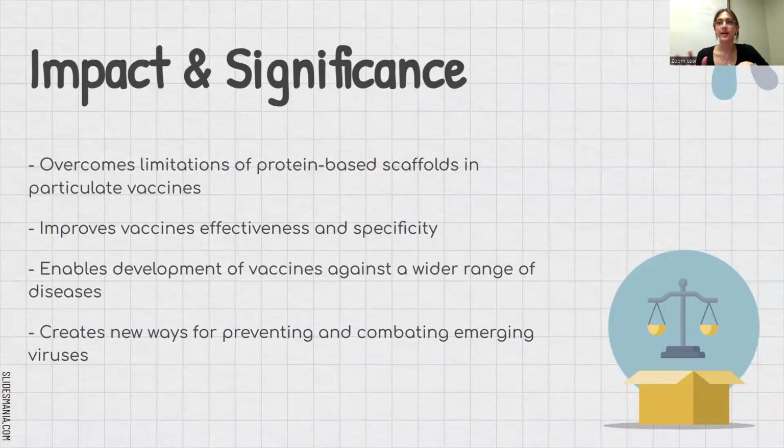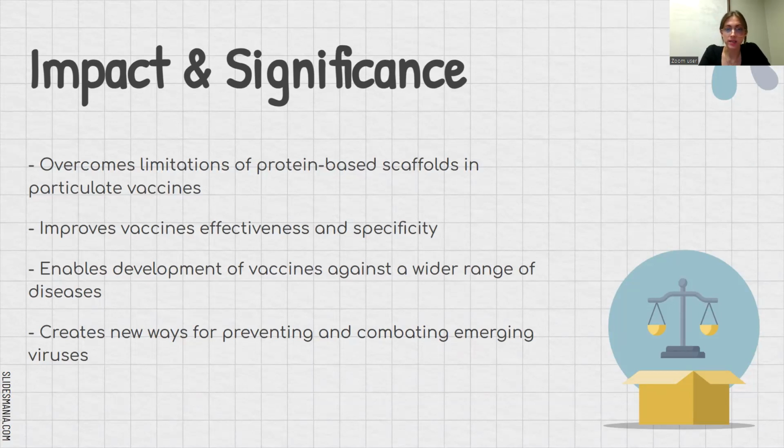So basically, the impact and significance. The discovery of the DNA-based vaccines actually fills an important knowledge gap in vaccine development and in immunology by overcoming the limitations of the protein-based scaffolds. So people such as vaccine developers and physicians could see this finding as an opportunity to improve vaccine effectiveness, since the DNA-based vaccines create more targeted and more specific immune responses.